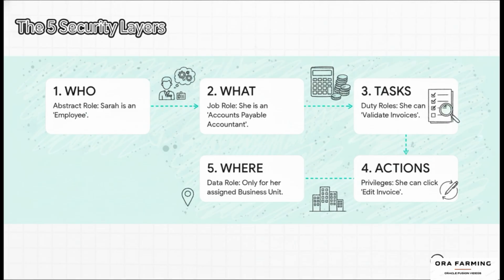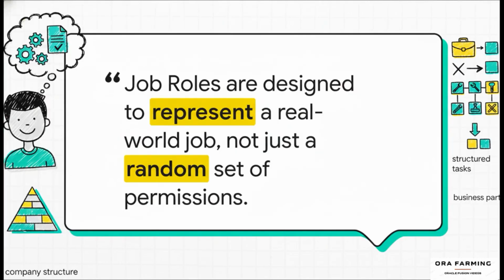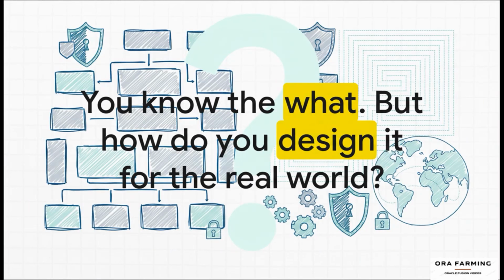See how it flows so logically from the most general to the most specific? And that right there is the big aha moment. This isn't just a random collection of technical settings. The whole system is designed to make sense because it's built to mirror how a real organization is structured. You have people who have jobs, which are made up of tasks, which require specific actions, all happening within a certain part of the business. It's just logic.